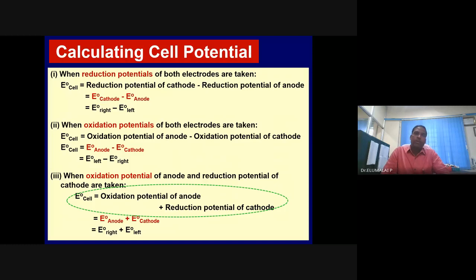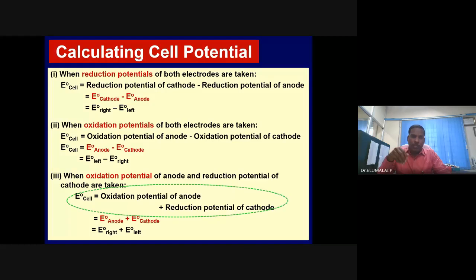How will you get the cell potential, the cell voltage, from the electrodes? We know that to construct a cell, we require two electrodes. One will act as an anode, another will act as a cathode. On the anode, oxidation should take place. On the cathode, reduction should take place.